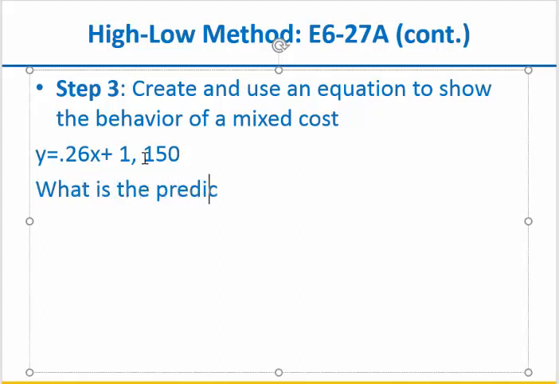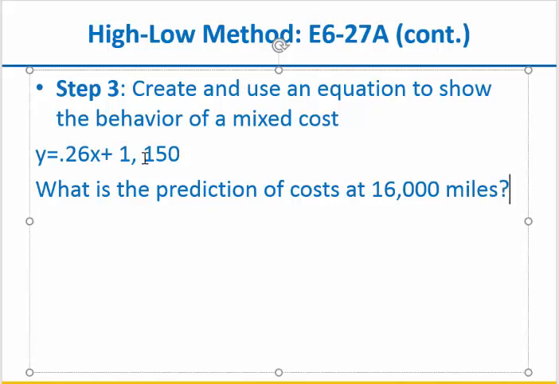what is the prediction of operating cost at 16,000 miles? Okay, so basically we are going to apply this equation to do some prediction and forecast, right? So pretty simple. All you have to do is plug in 16,000 for x. So we multiply 0.26 by 16,000, then add that quantity to 1,150. Okay.